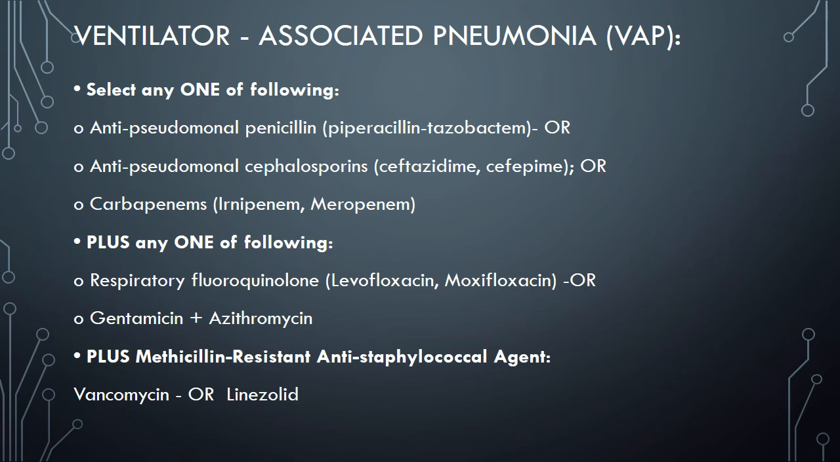So what are anti-pseudomonal drugs? Either anti-pseudomonal penicillin, example piperacillin or tazobactam, or anti-pseudomonal cephalosporin, either ceftazidime or cefepime, or carbapenems, example imipenem and meropenem, plus combined with respiratory fluoroquinolone, either levofloxacin or moxifloxacin, or you can give gentamicin plus azithromycin. Plus you have to give an MRSA agent, example vancomycin or linezolid.